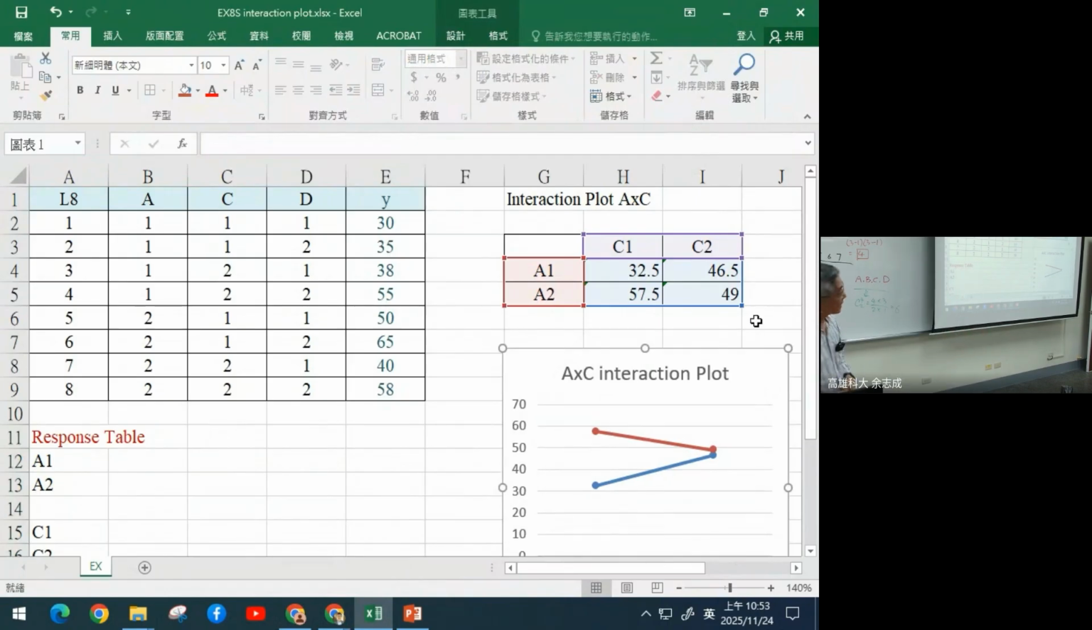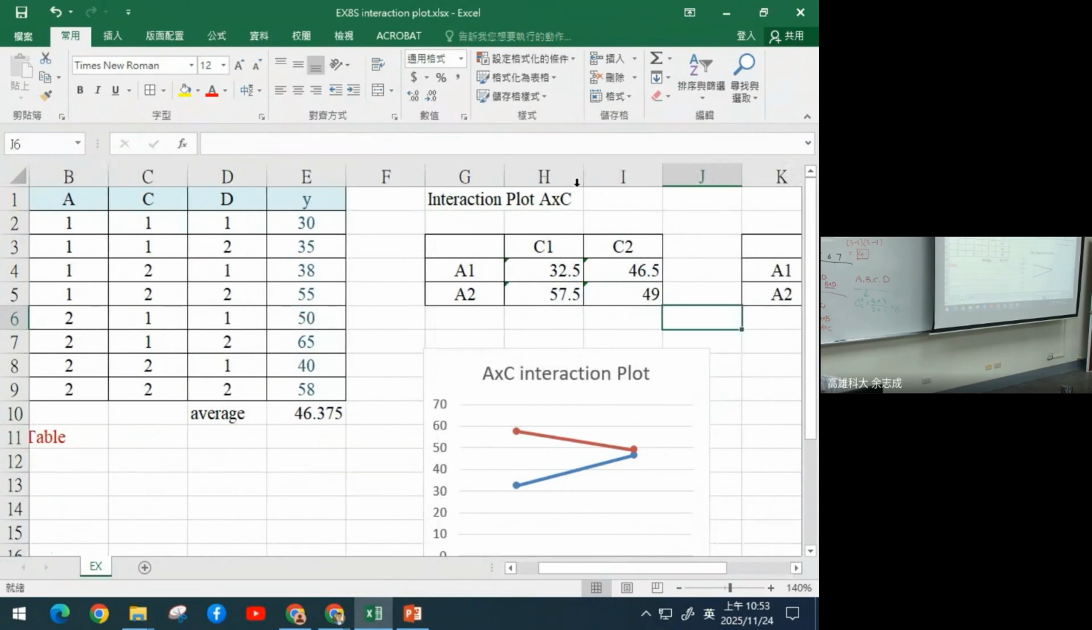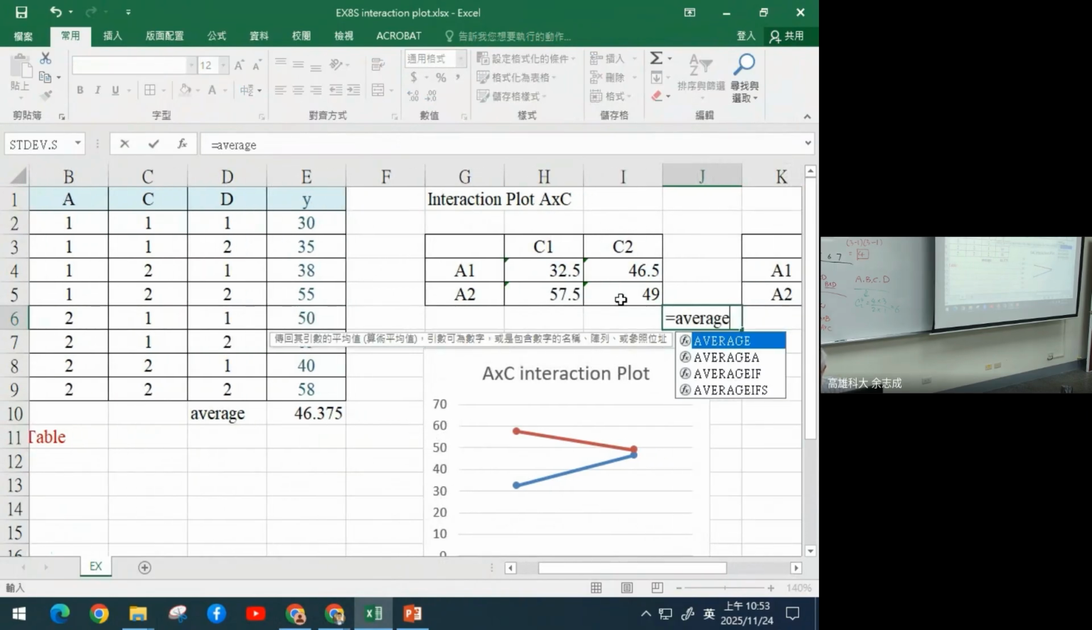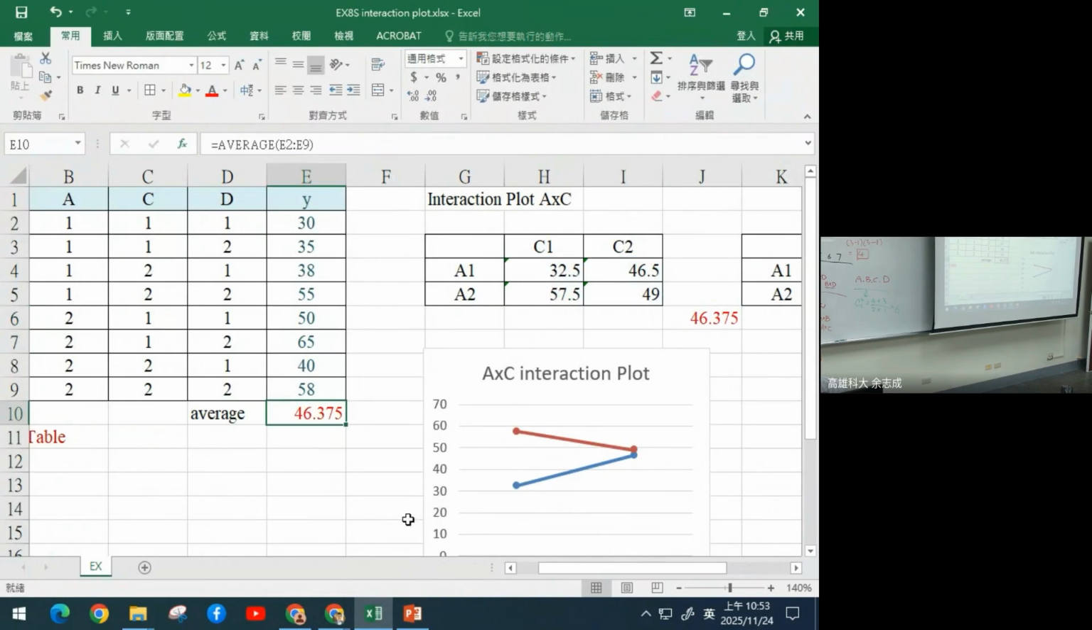You will know that there are two combinations for each cell. So we can take the average of these four. It should be the same as the total average. Here, what is the total average? You can say the total average is equal to 46.375. So here you can double check. You can take the average of these four cells, enter. And these two numbers should be the same.